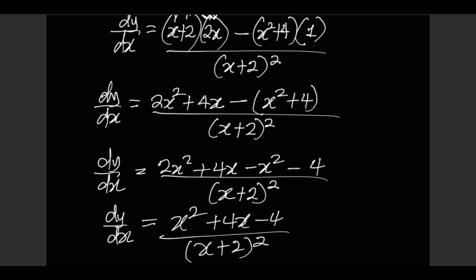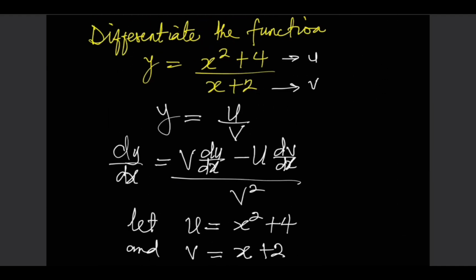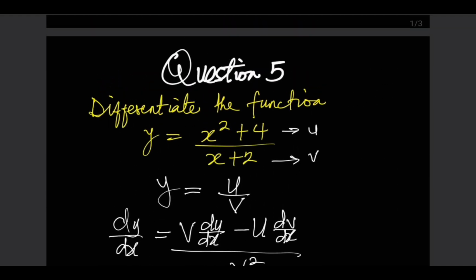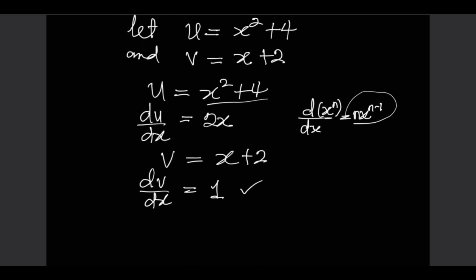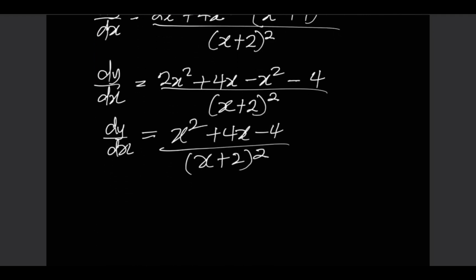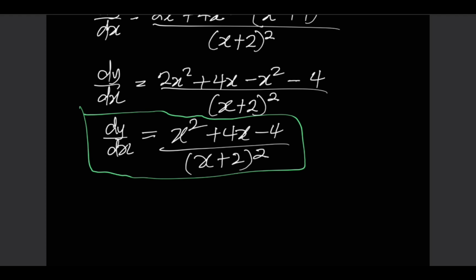All right, here is the final answer. It means that the derivative of this function y equals x squared plus 4 divided by x plus 2 gives us this unique answer, which is x squared plus 4x minus 4 divided by x plus 2 all squared.